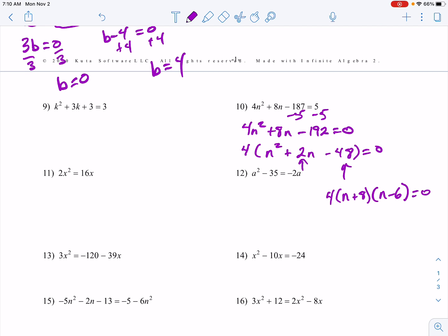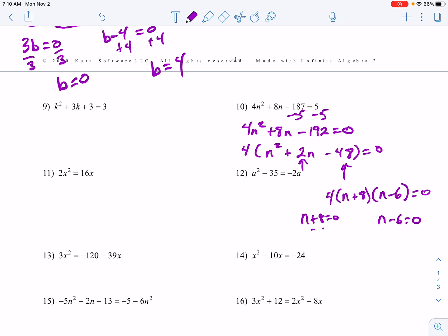And then we look to see the factors, what's going to make them equal to 0. Well, the factors that have a variable. The 4 doesn't have a variable attached to it, so it's not considered part of the zeros or the thing that's going to make it equal 0. So in this next step, I'm going to ignore the 4 and look at the n plus 8 equals 0 and the n minus 6 equals 0.